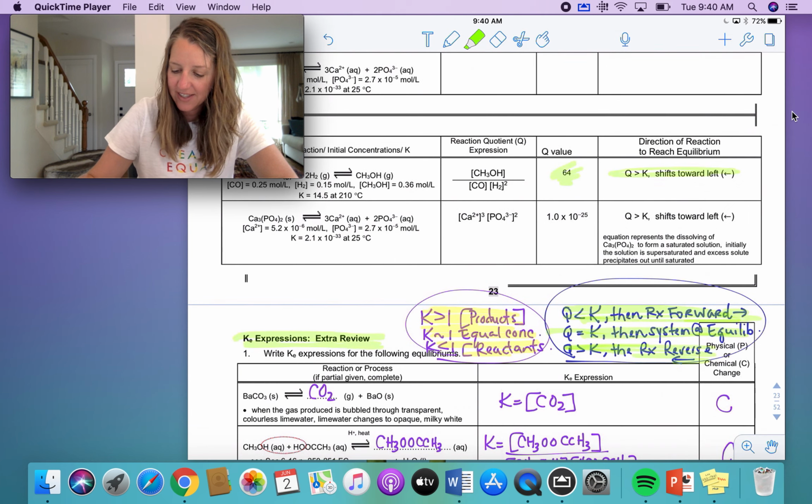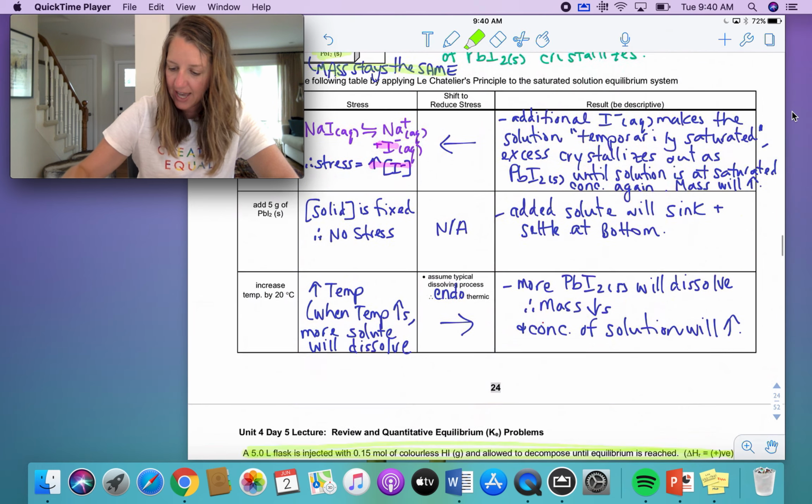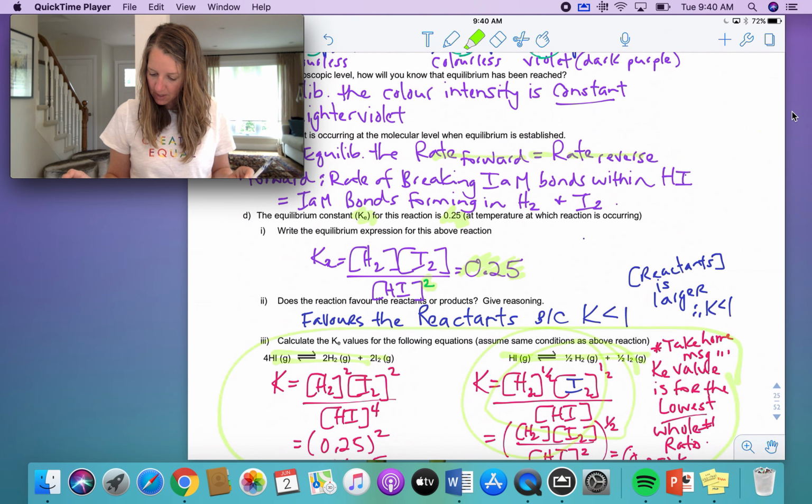Okay, so that's why I summarized the K value and I summarized the Q value, and you would do the same, right? You summarize it to make it make sense for you. All right, now what we're going to do is I want to look at the sample problem. Let's do an ICE table, okay?